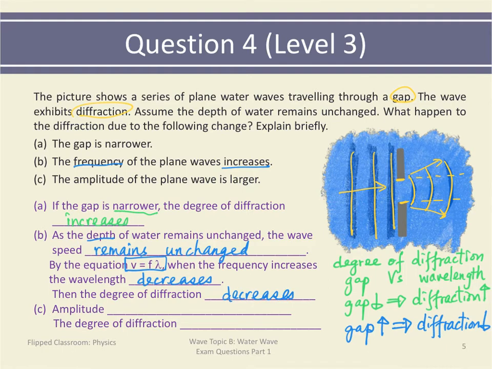Now we go to part C. What happens when the aperture is largest? Actually, the aperture does not affect diffraction. So when the aperture is largest, the degree of diffraction does not change.